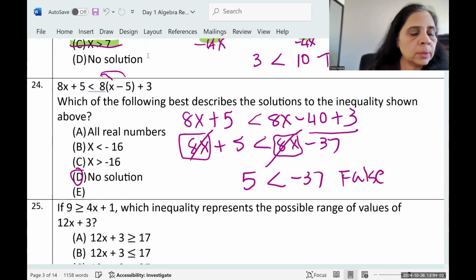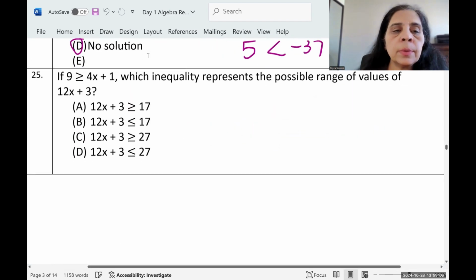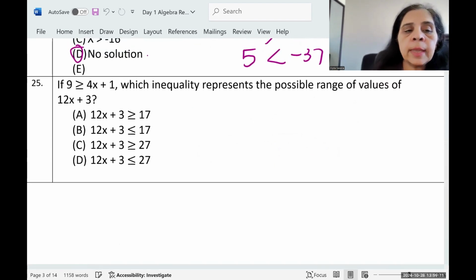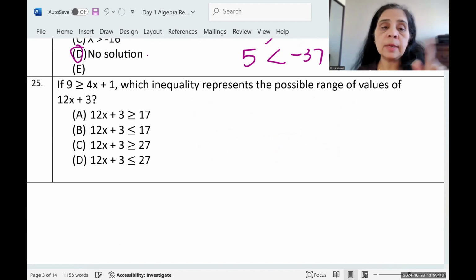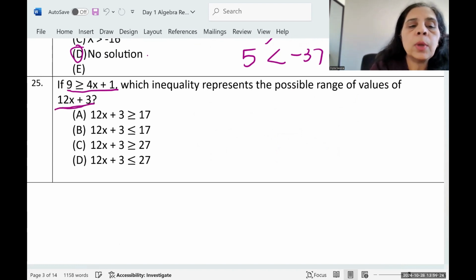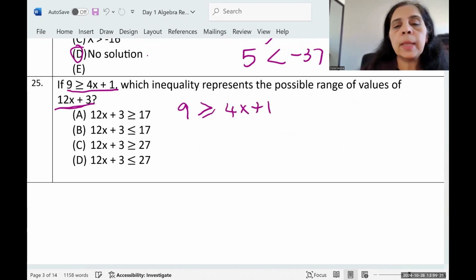So in that case, we have no solution. Okay. All right. Now what we have here is again a similar question. That inequality is given, and the question says which inequality represents the possible range of values of 12x plus 3. So let's rewrite what they give you and what the question is. The question says 12x plus 3.